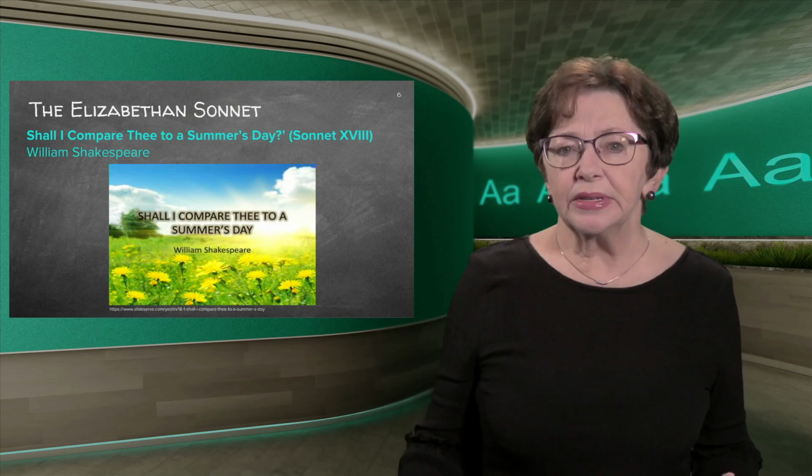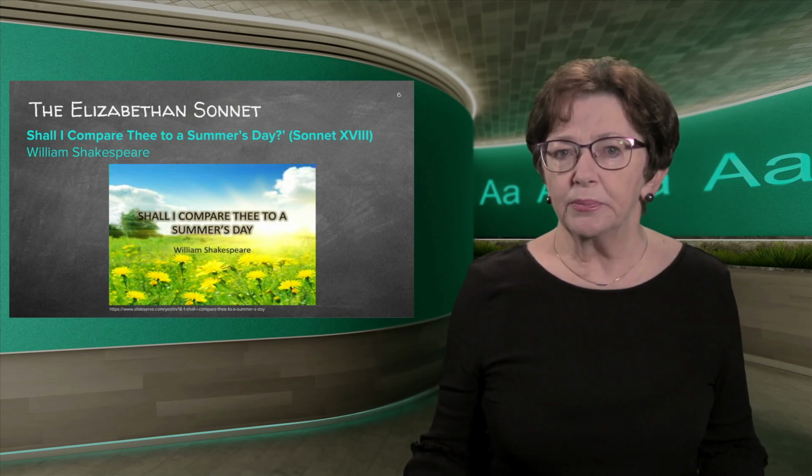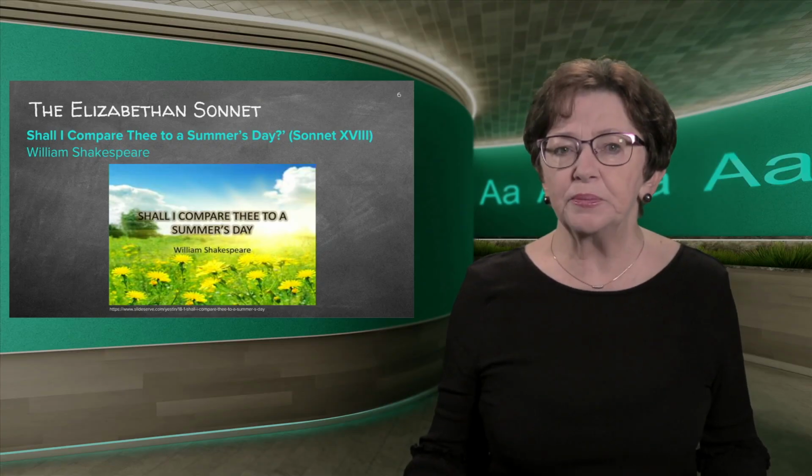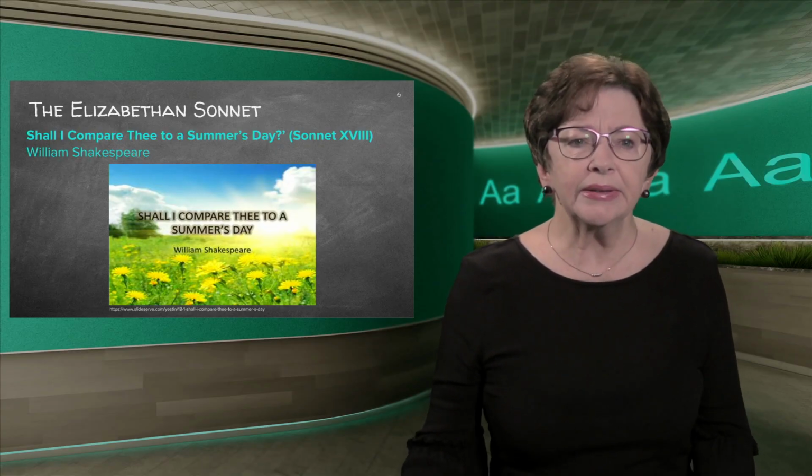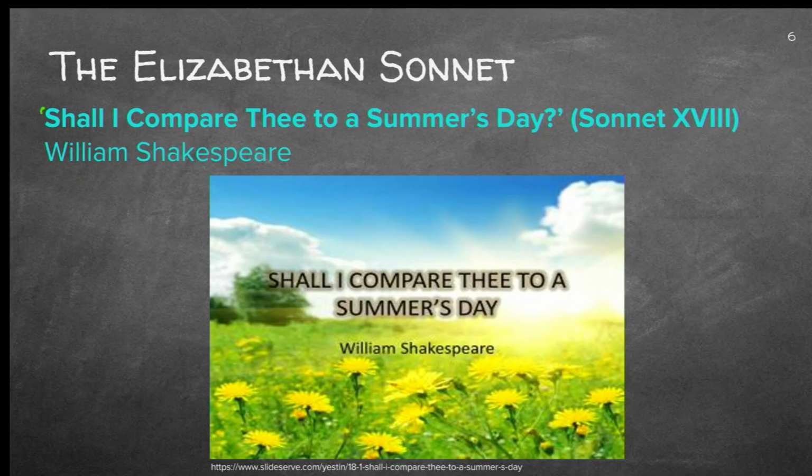Now we're going to go to the Elizabethan sonnet, which, as I said, was made popular by William Shakespeare in the Elizabethan times during the Renaissance. And we're going to look at Shall I compare thee to a summer's day, which is sonnet 18, and it's one of the best known sonnets that Shakespeare wrote. He actually wrote 154 sonnets, of which 126 were dedicated to William Herbert, who was the Earl of Pembroke, which could have been one of his patrons.